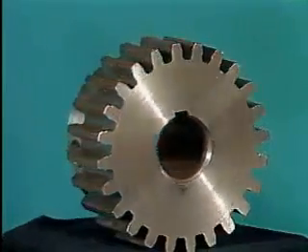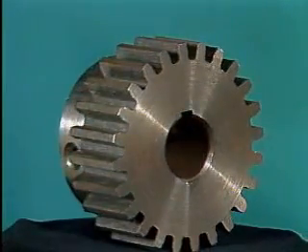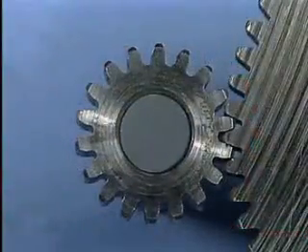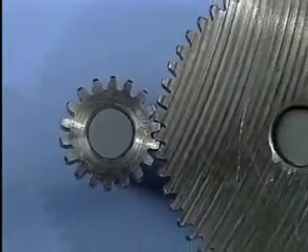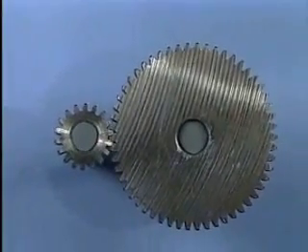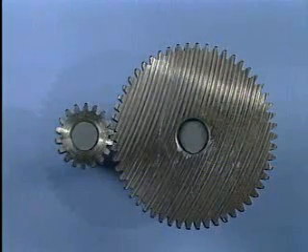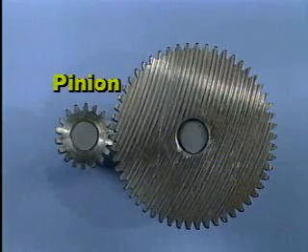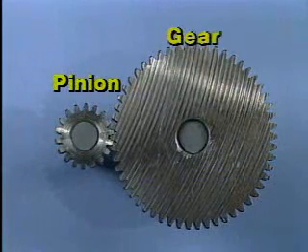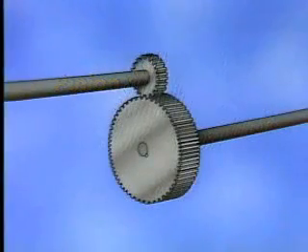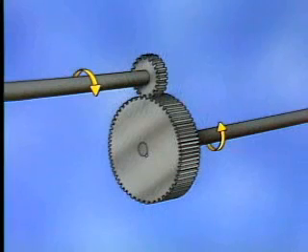This is a spur gear. Its gear teeth are machined or cut straight across. When two spur gears mesh to form a gear set, as shown here, the smaller spur gear is referred to as the pinion, and the larger gear as simply the gear. A spur gear set transmits power from one shaft to a parallel shaft and is widely used in situations in which speed and torque are relatively low.